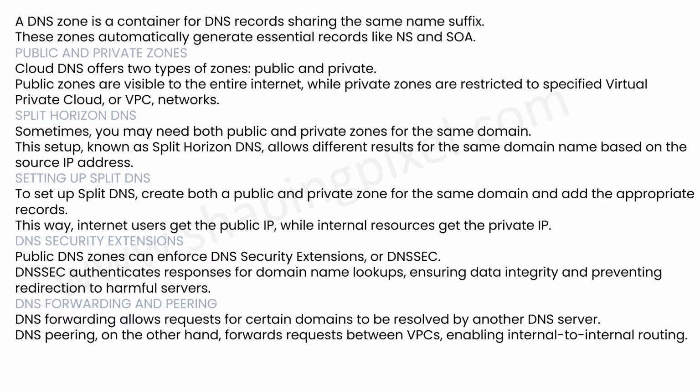Public DNS zones can enforce DNS security extension or DNSSEC. DNSSEC authenticates responses for domain name lookups, ensuring data integrity and preventing redirection to harmful servers. DNS forwarding allows requests for certain domains to be resolved by another DNS server. DNS peering, on the other hand, forwards requests between VPCs, enabling internal to internal routing. Understanding these concepts is key to effectively managing cloud DNS. Whether it's public, private, or split zones, each has its unique advantages and use cases.